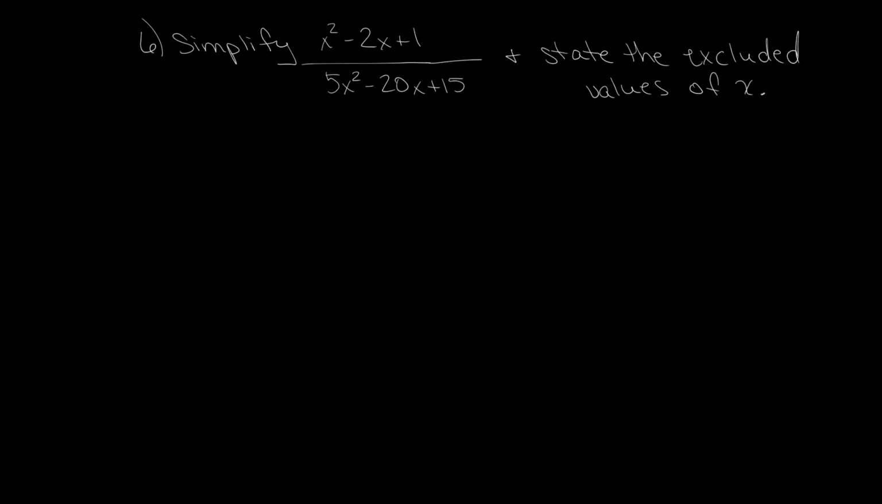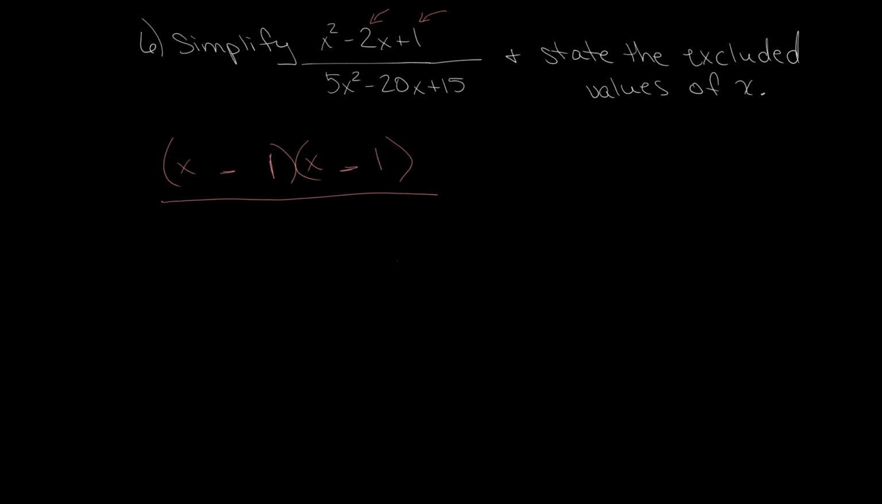The last problem says simplify x squared minus 2x plus 1 over 5x squared minus 20x plus 15 and state the excluded values of x. All right, so I'm going to factor both numerator and denominator. In the numerator, what times what gives us x squared, x and x. What multiplies together to give us a positive 1 that adds together to give us a negative 2? Well, we know 1 and 1 are the only things that multiply together to give us 1. But how can they add together to give us a negative 2? We make both of them minus 1.